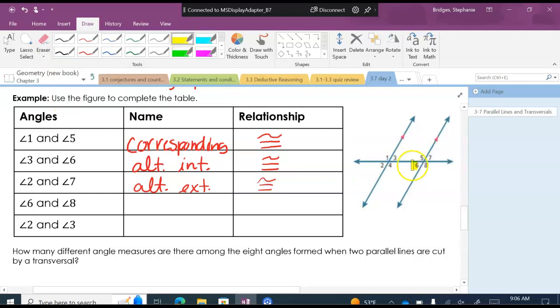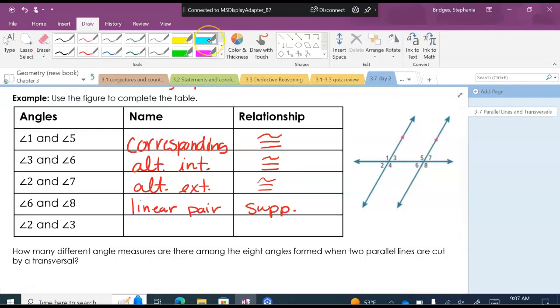All right, then we have 6 and 8. Those are right next to each other on the same line. They're not on 2 different lines. They are not alternate anything or same side anything or corresponding. What are they? Starts with an L. Linear. A linear pair. And what do we know about linear pairs? They add up to be 180, which we call supplementary.